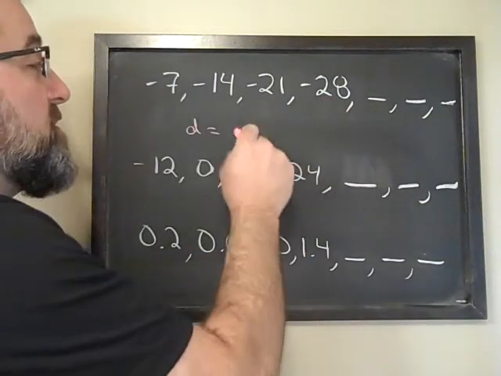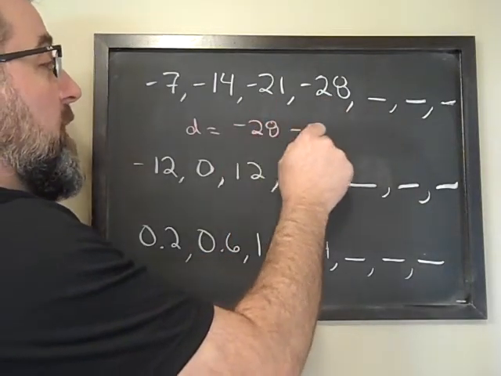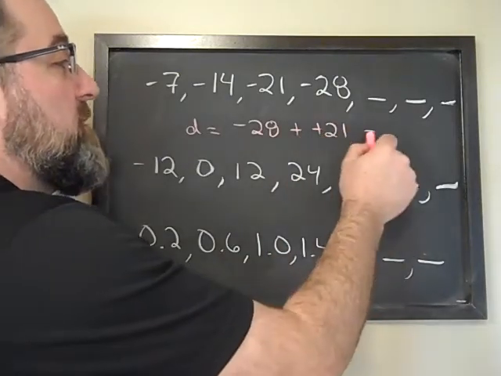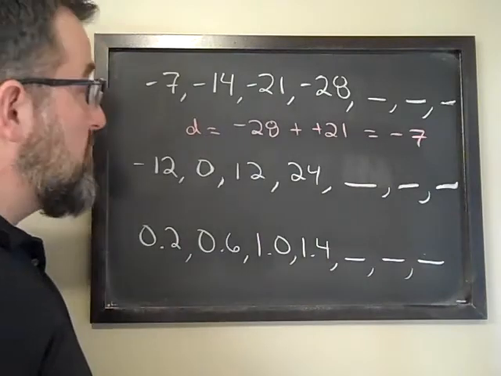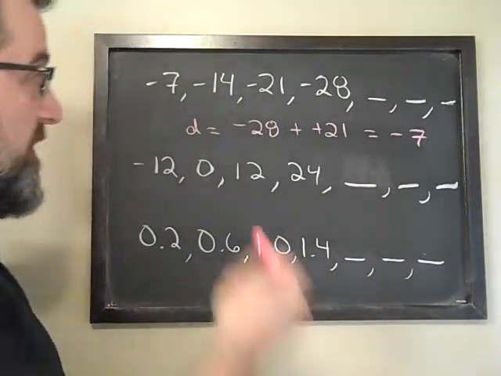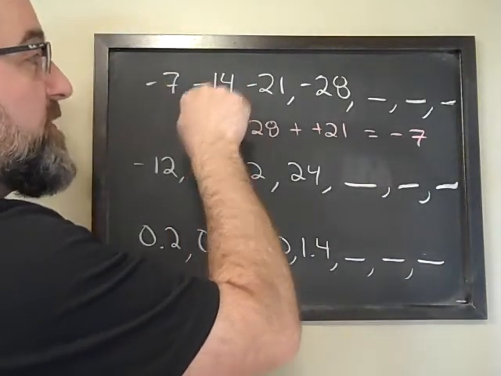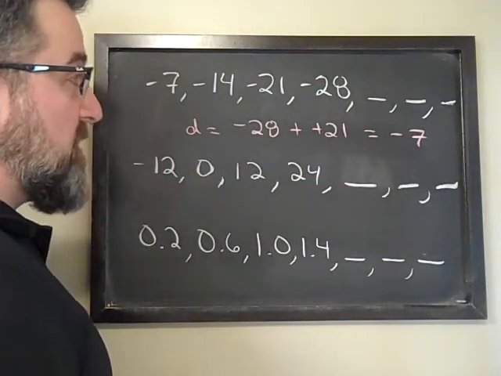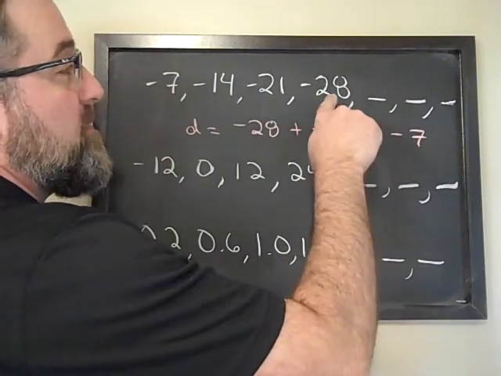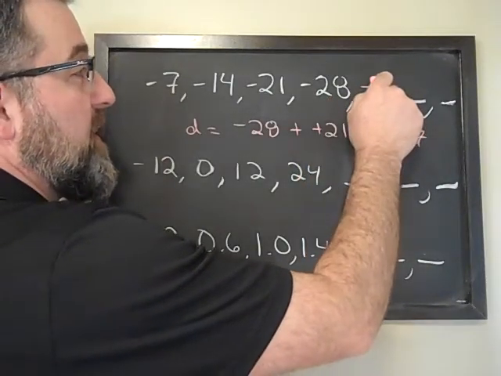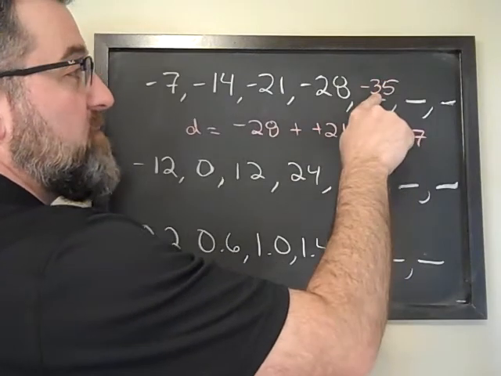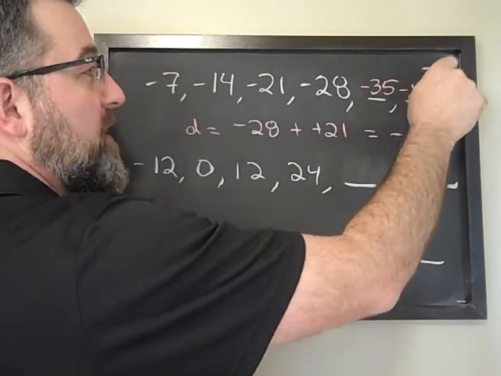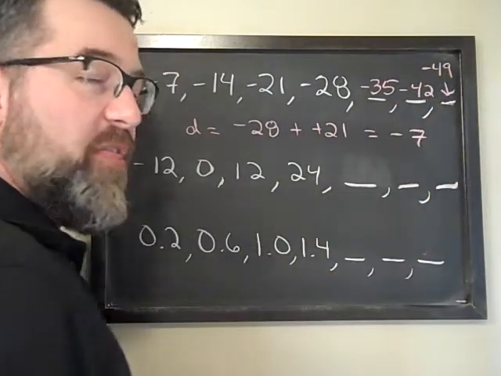So if I use those two, I'll do negative 28 minus negative 21. Change that to addition, I'll get a difference of negative 7, which I would imagine you could probably tell that's what was going on. Subtract 7, subtract 7, subtract 7. Here our constant difference is negative 7 because we're subtracting 7. So to get the rest of them, you subtract 7 from this, you'll get negative 35. You subtract 7 from that, you'll get negative 42. You subtract 7 from that, and you'll get negative 49, which is what that third term will be.